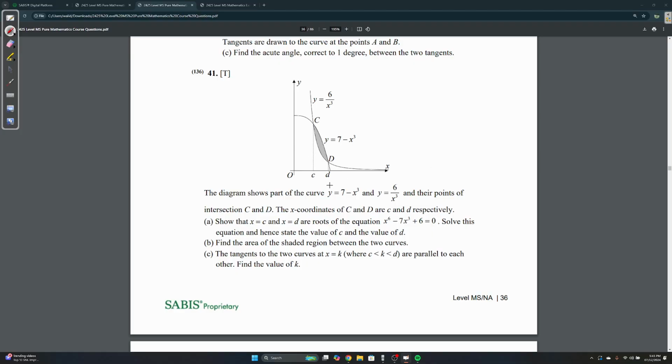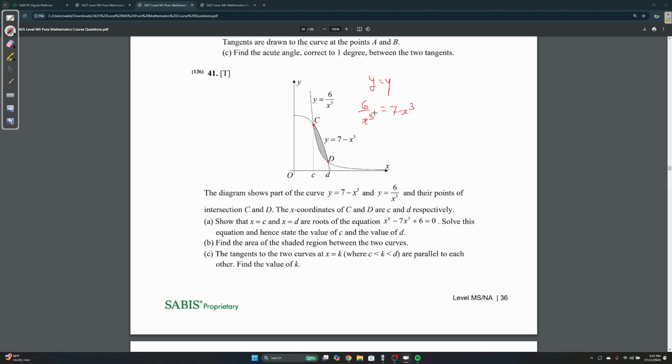Okay, so please don't be scared. It's really not that hard. You have point C and point D, which are the points of intersection of both of these graphs, 6 over x cubed and 7 minus x cubed. So how can you find these values? It's when both graphs are equal to each other. So when 6 over x cubed is equal to 7 minus x cubed, and obviously to solve this, we just take everything to one side.